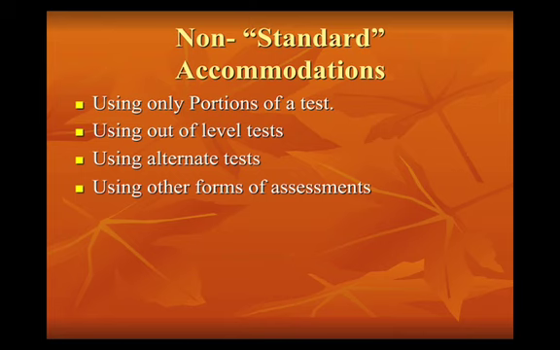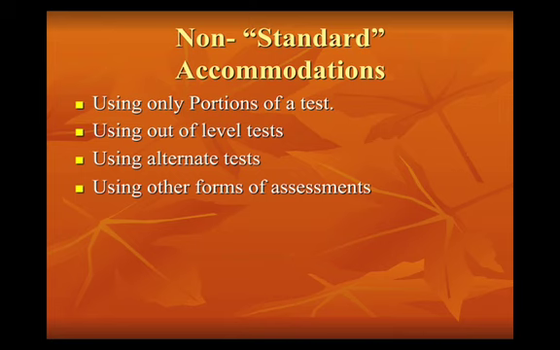So here are some non-standard accommodations, or really modifications. One is to use only a portion of the test. We can shorten the test. We can use only certain sections that the student's able to engage with directly. For example, maybe you have selected response items and also short constructed response items. The selected response items are difficult for students because they simply can't read and understand those questions, but they can do fairly well with the constructed response items.